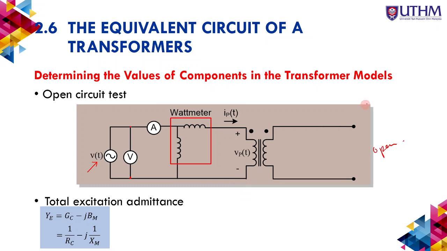Since the branch is parallel, this is Rc, this is Xm. So how to add them together? For example, how to add the resistor while the circuit is parallel? How do we add it?